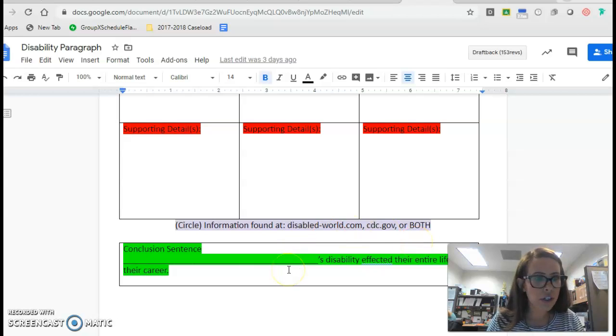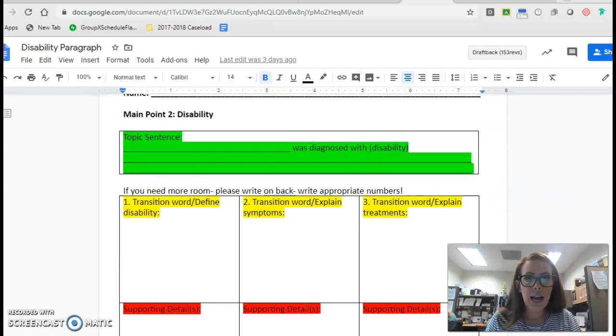For the conclusion, again, it's fill in the blank, and really all you need to put is your person's name, and the rest is completed. And if you look at the topic sentence, same thing. Put the person's name, was diagnosed with, and then just list the disability. If you know any more information about when they were diagnosed or how, you can add that.